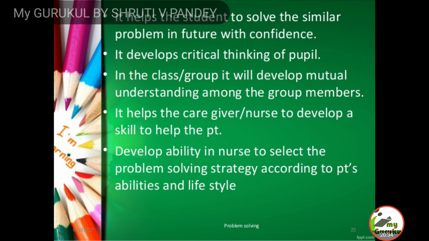So that's all about the problem solving skill and child as a scientific investigator.